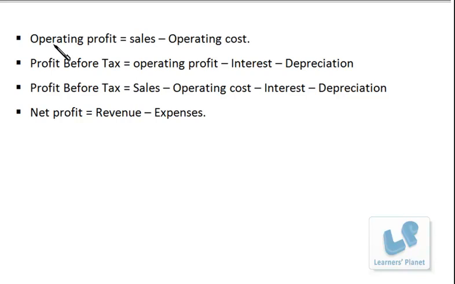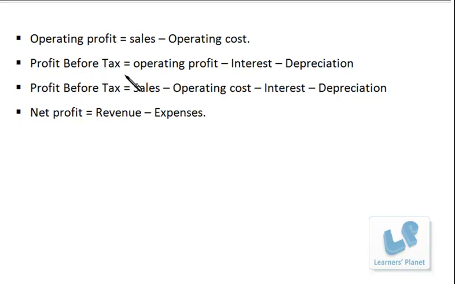Then there is operating profit, that is sales minus operating cost. Then profit before tax and profit after tax. Suppose a company is into manufacturing of shirts, then whatever profit they are earning out of selling these shirts, they have to pay certain taxes, that is income tax, maybe excise duty, maybe sales tax, and various other taxes, right? So there are two types of profits, profit before tax and profit after tax, right? After paying the taxes, the term becomes profit after tax, right?